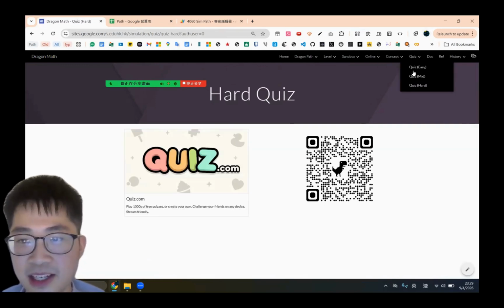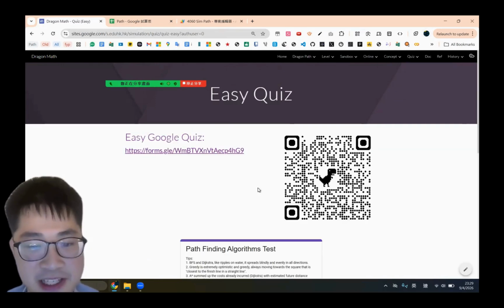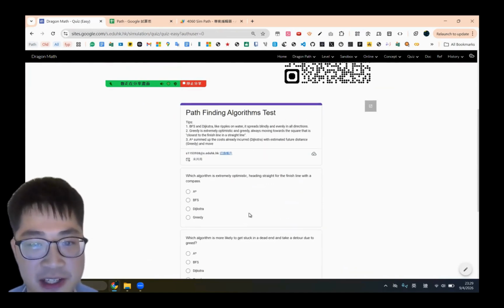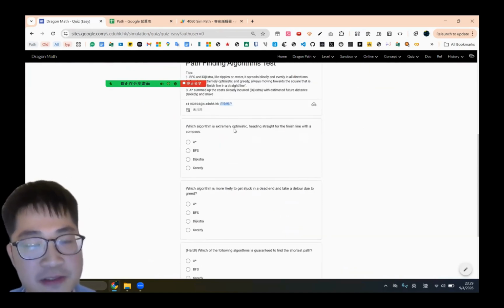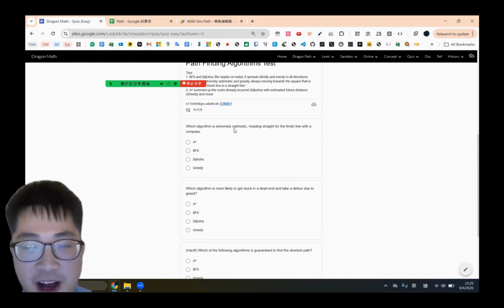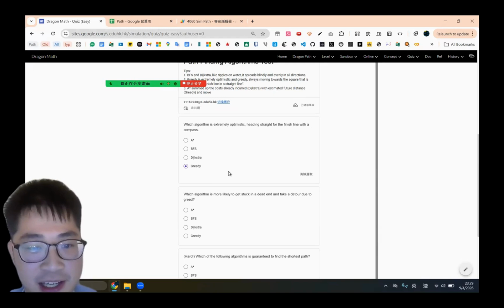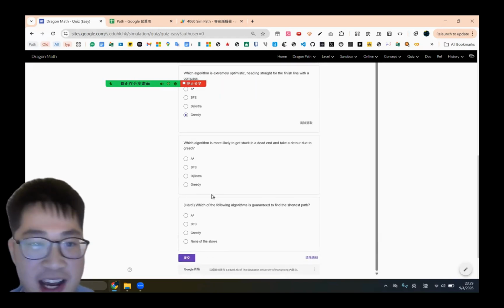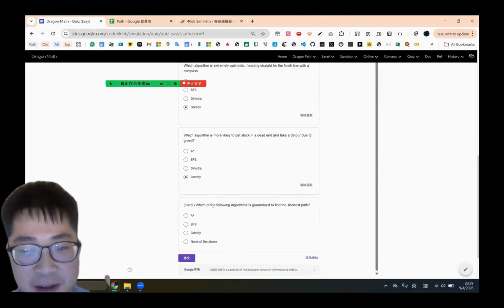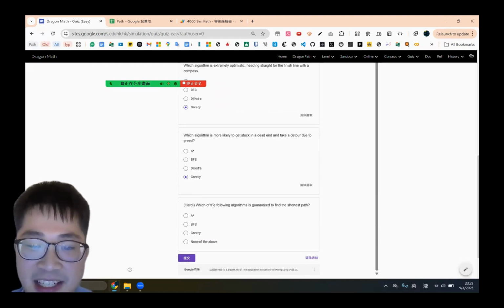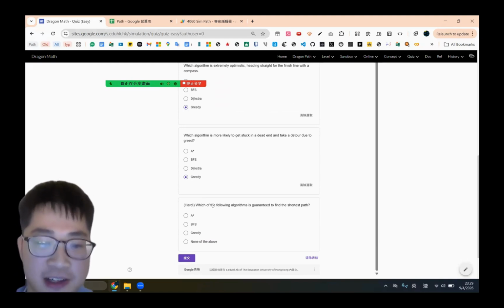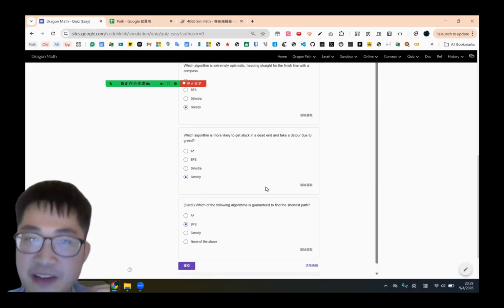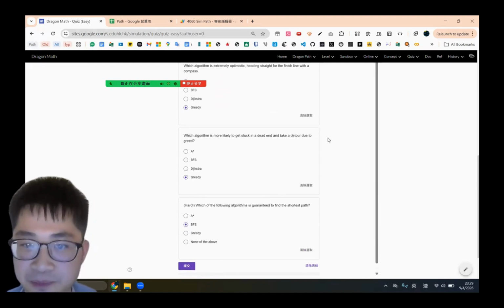And then after all of those, we may have a little quiz to reinforce the learning here. Which algorithm is very optimistic, going very fast? It is greedy. What may get stuck in a dead end and then retry and doesn't grow out? Also greedy. And what is the algorithm to get the shortest path? It is a harder question. It is BFS, because it tries everything.